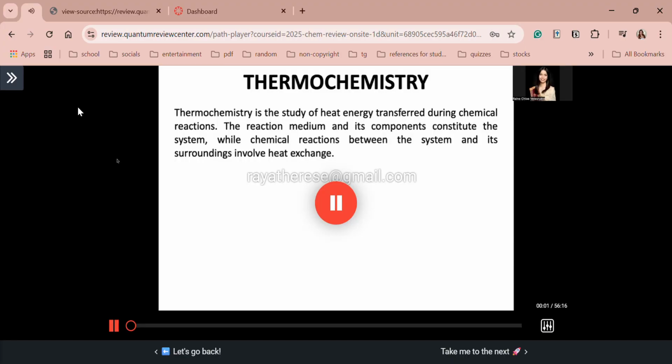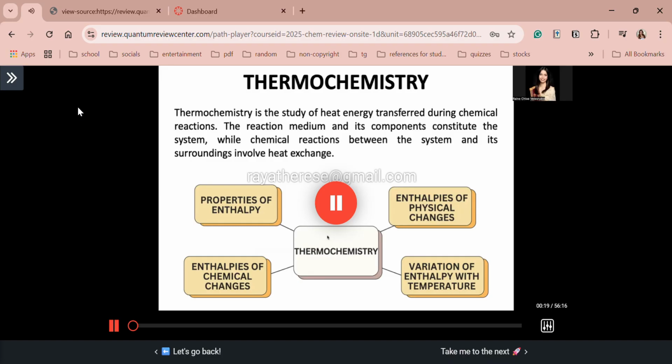So, thermochemistry is the study of heat energy transfer during chemical reactions. So, yung reaction medium, guys, and its components, yun yung system. While chemical reactions between the system and the surroundings involve heat transfer. Okay, so for this part of our thermodynamics 1, we will discuss the properties of enthalpy, enthalpies of physical changes, enthalpies of chemical changes, and the variation of enthalpy with temperature.